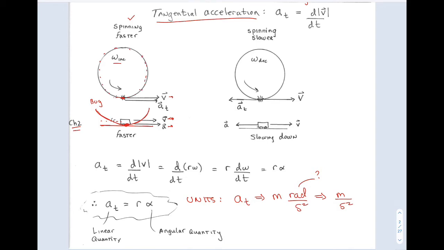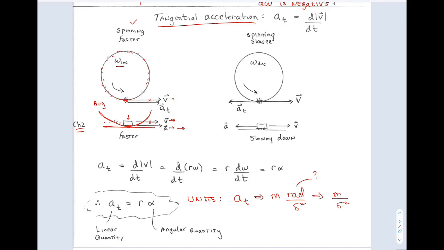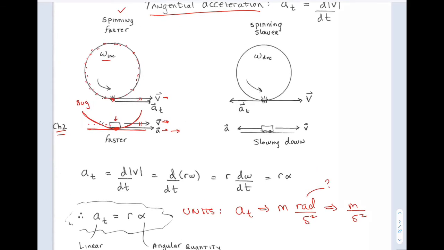As this bug is going around in a circle, click, if I take a snapshot of this bug, velocity is headed to the right, just like the car's velocity headed to the right. If I just look at the bug right there, I can't tell whether it's a snapshot of the car moving to the right, or of an object moving in a circle. Just as the car's acceleration is to the right because its speed is increasing, the acceleration of the bug is to the right because the speed of the bug is increasing, the spin rate's increasing.